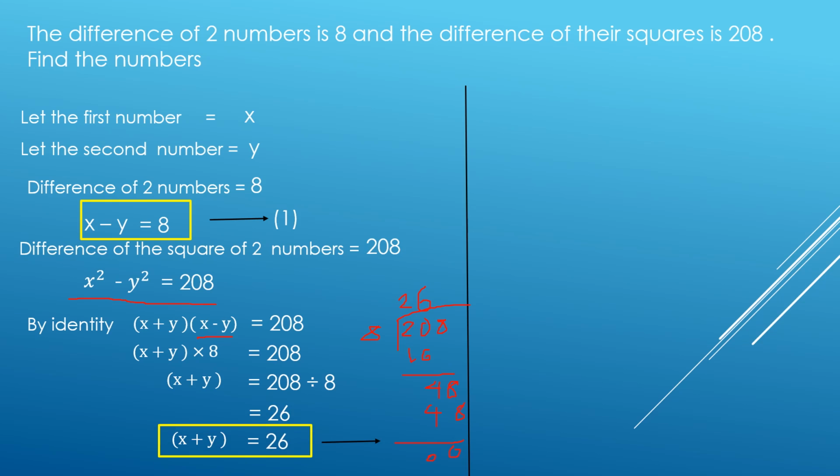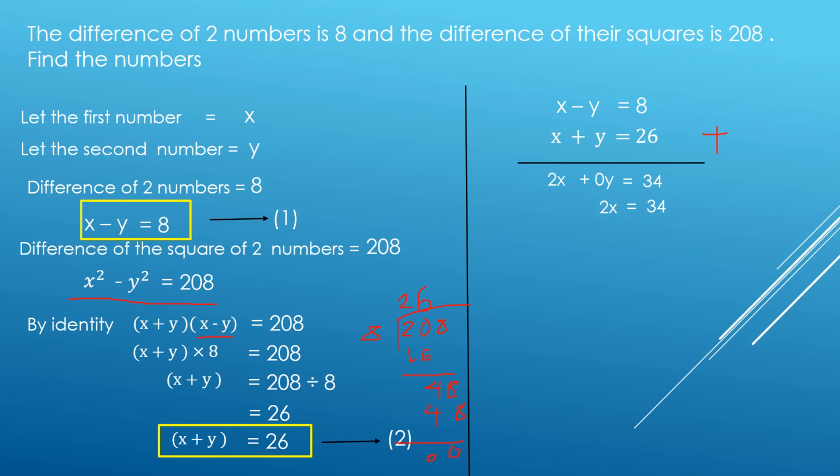Good. So finally we got two equations. One is x minus y equal to 8 and the other is x plus y equal to 26. Now we will solve this by adding. Tell me. Correct. 2x plus 0y equal to, what is 26 plus 8? Yes, it's 34. So we get 2x equal to 34.